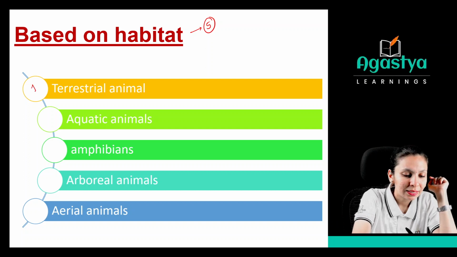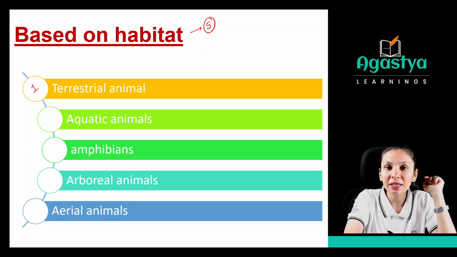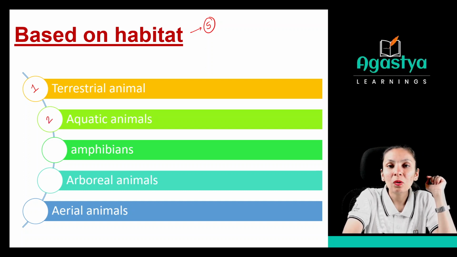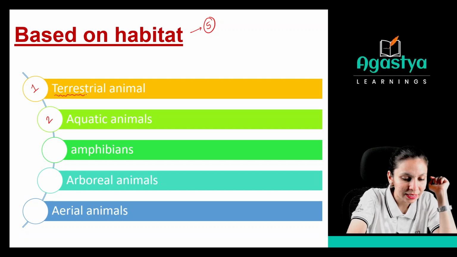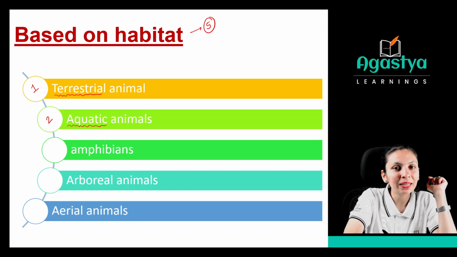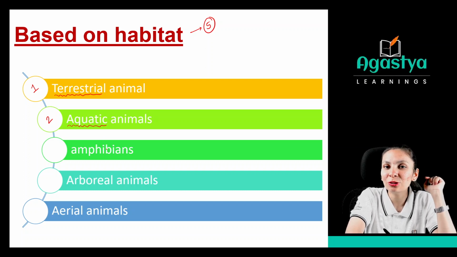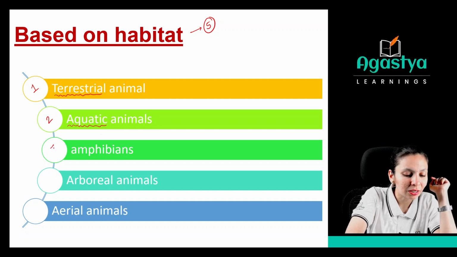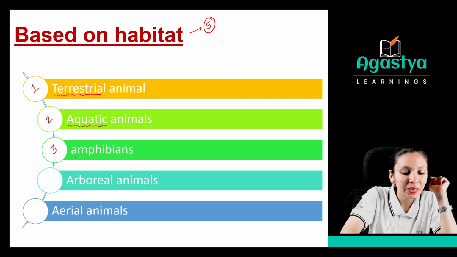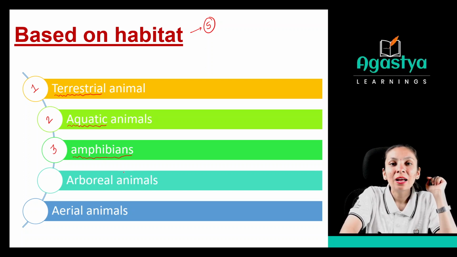So the first is terrestrial animals. How will you pronounce? Terrestrial animals. The second is aquatic animals. See, the first is terrestrial animal. The second is aquatic. What do you mean by aquatic? Yes, aqua is related to water. So the animals which are living in water are called aquatic animals. Now the third, amphibians. How will you pronounce this? Amphibians. Are these things clear to you? You have to make sure that you are pronouncing it properly.